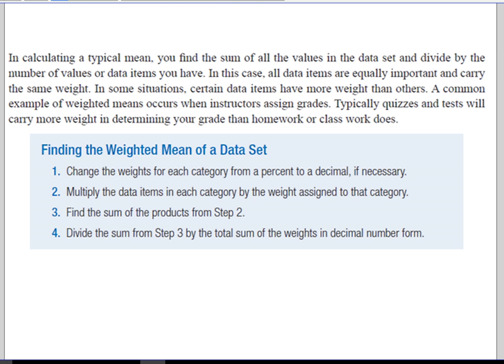In calculating a typical mean, you find the sum of all the values in the data set and divide by the number of values or the data items you have. In this case, all data items are equally important and carry the same weight. In some situations, certain data items have more weight than others. A common example of weighted means occurs when the instructors assign grades. Typically, quizzes and tests will carry more weight in determining your grade than homework or classwork does.